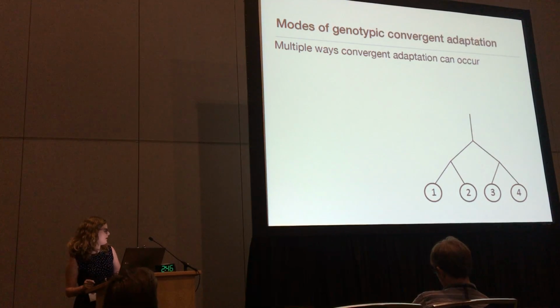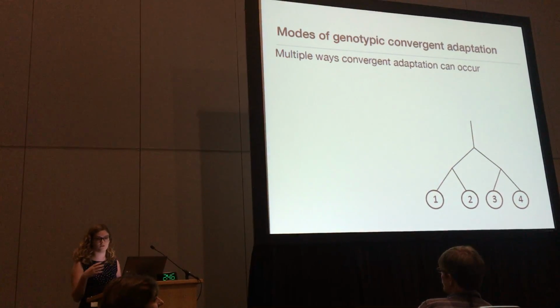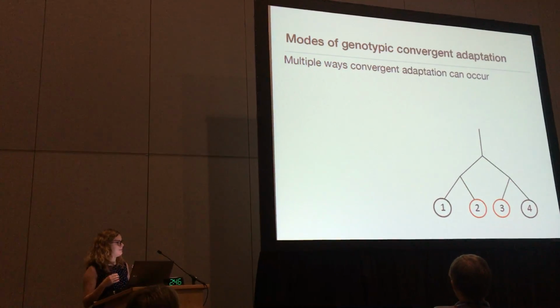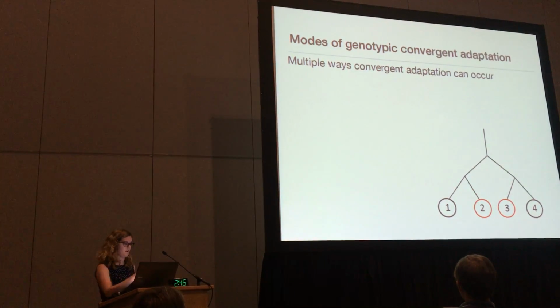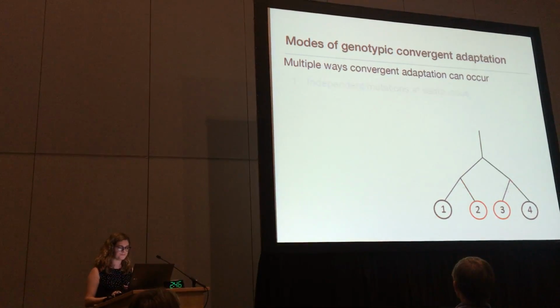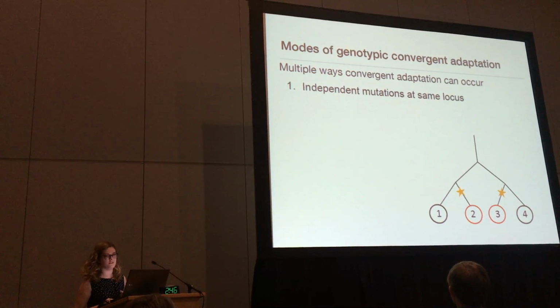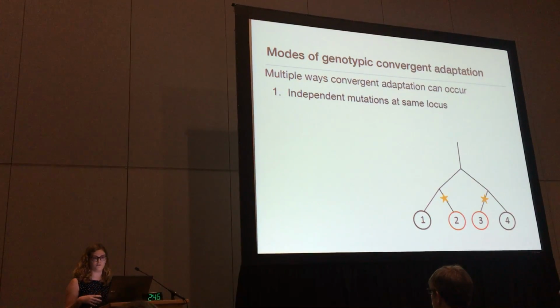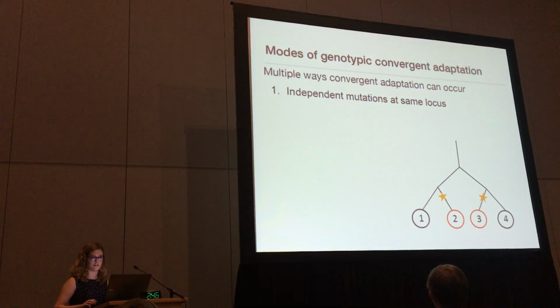So if you imagine that we have four populations related to each other in this tree structure here, and populations 2 and 3 are in some novel selective environment that is the same, there are three ways in which this can happen. First, there could be independent mutations at the same locus. So populations 2 and 3 have an independent mutation once they've been isolated from each other.